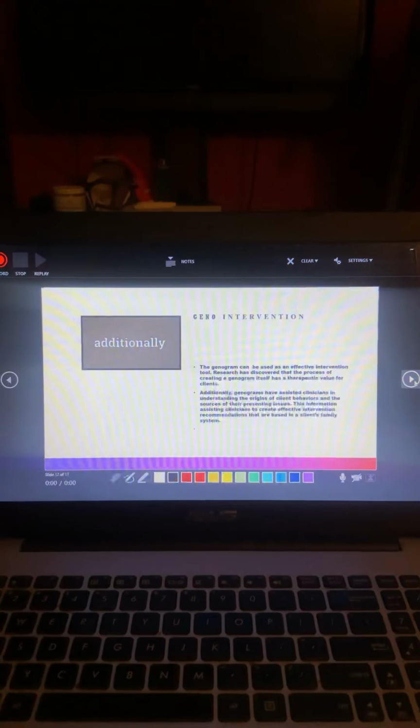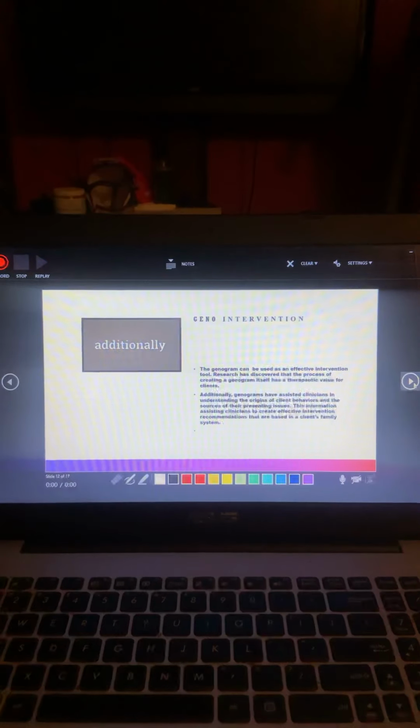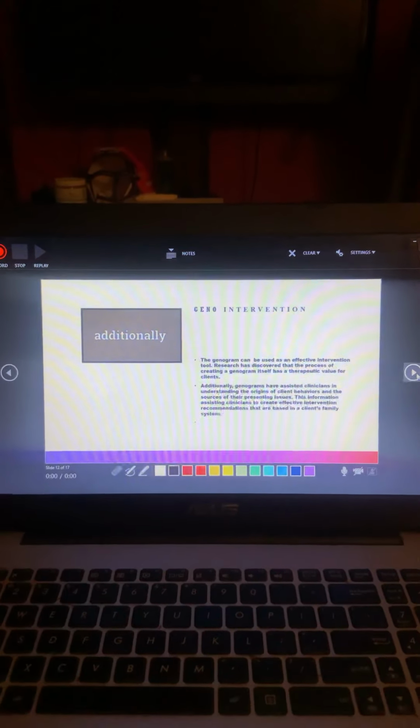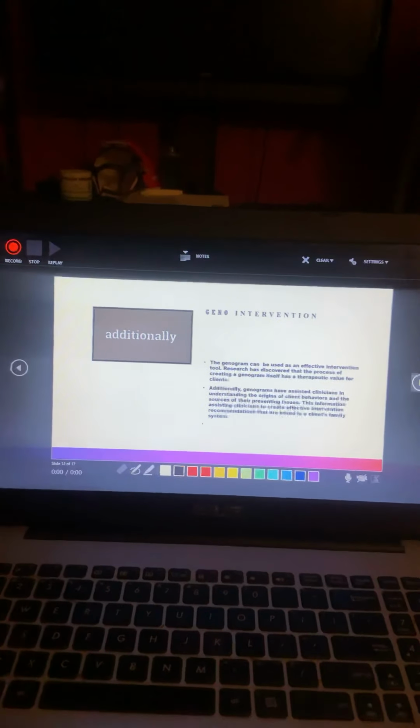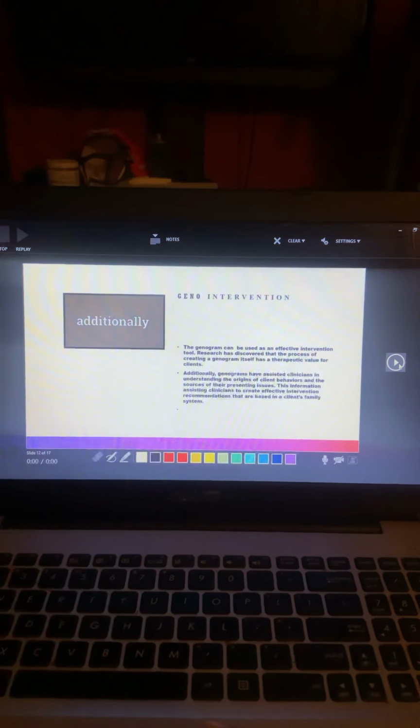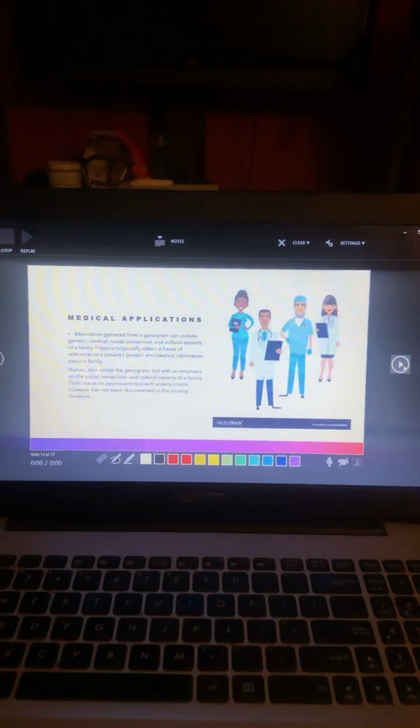So this information assists the clinicians to create effective intervention recommendations that are based in a client's family system. So these genograms definitely give us a bigger picture there.